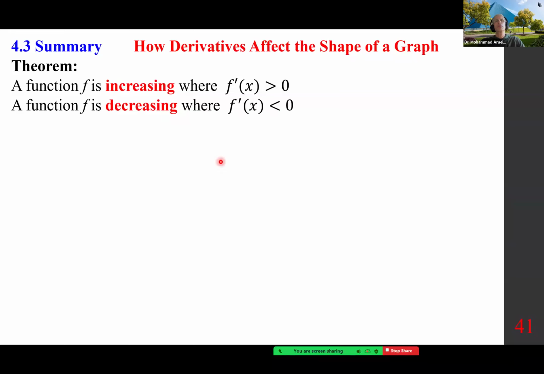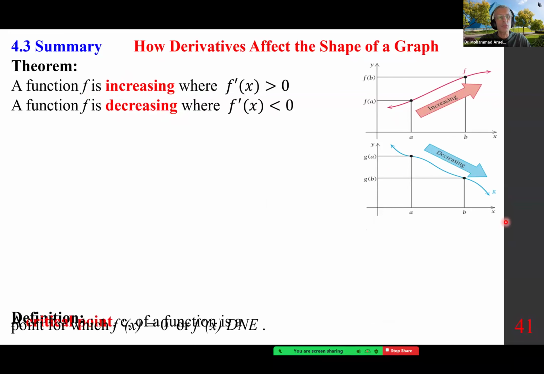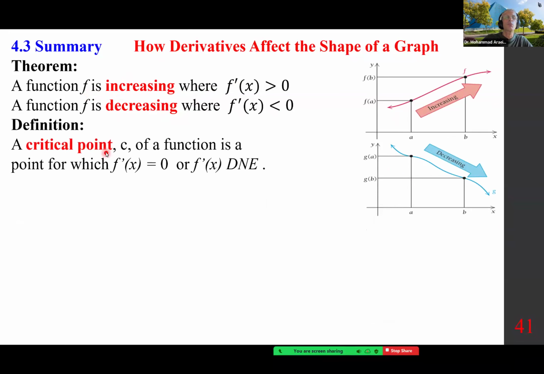So 4.3, the theorem, how derivatives affect the shape of a graph. A function is increasing where f prime is positive and decreasing where f prime is negative. So increasing looks like a line with a positive slope. Decreasing looks like a line with a negative slope. Definition: a critical point c of a function is a point at which f prime of x equals 0 or f prime does not exist.